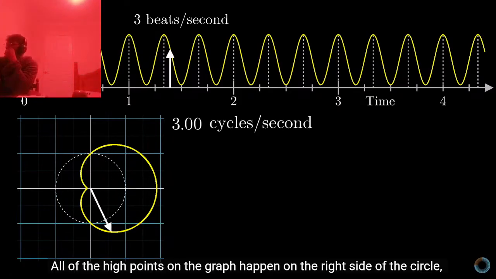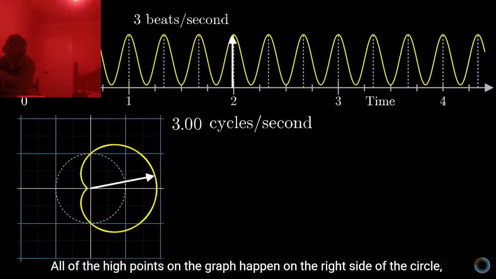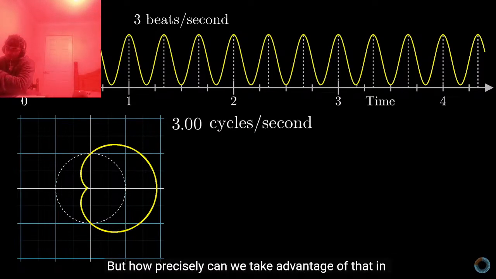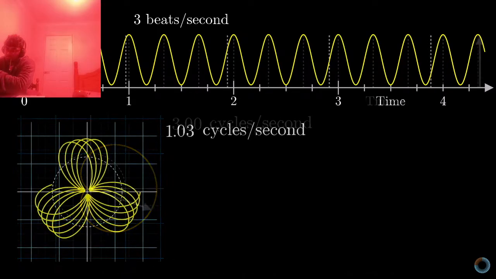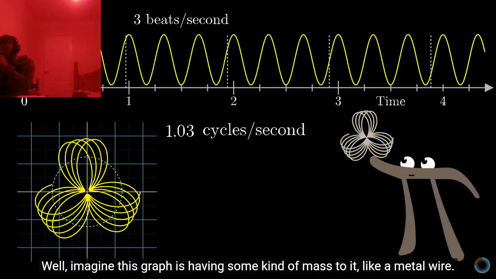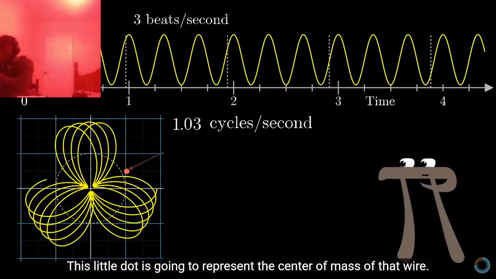All of the high points on the graph happen on the right side of the circle, and all of the low points happen on the left. But how precisely can we take advantage of that in our attempt to build a frequency unmixing machine? Well, imagine this graph as having some kind of mass to it, like a metal wire. This little dot is going to represent the center of mass of that wire.